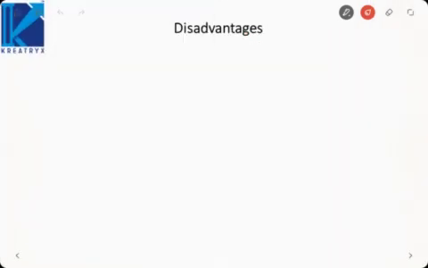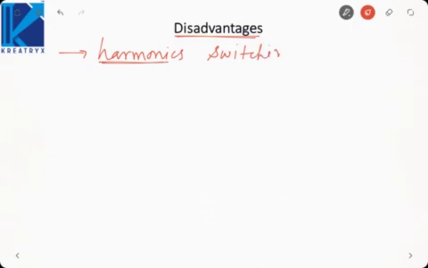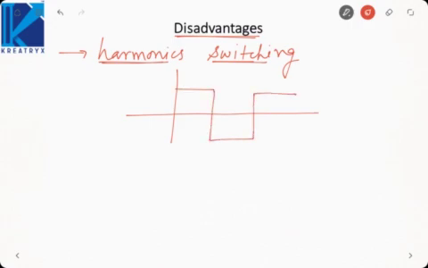Now, what are the disadvantages? The biggest disadvantage, always remember, in power electronics is harmonics. Now, what happens due to switching? That is, switching on and off, harmonics will be induced. Let me take an example. If we switch on and off a constant current, it will generate a square waveform. Now, this square wave always has harmonics because it is not sinusoidal.